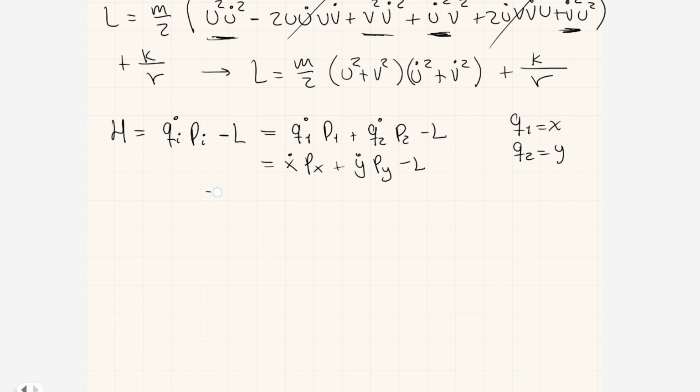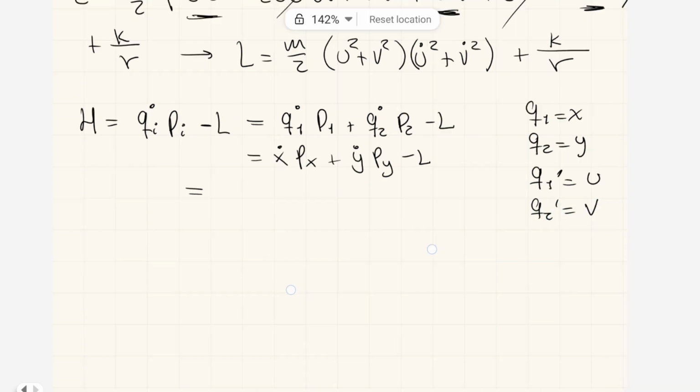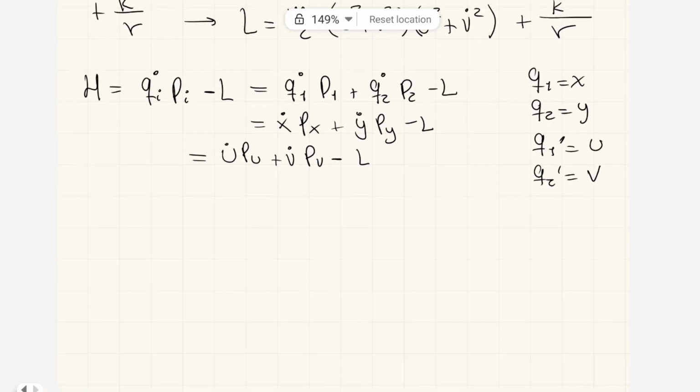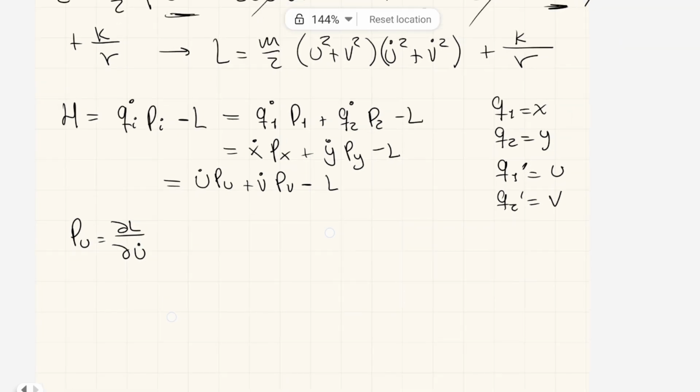But using the parabolic coordinates, we are going to identify also that q1 prime can be seen as u, and q2 prime is equal to b. So this will be equivalent to u dot pu plus b dot pb minus L. Okay, and using the definition of the conjugate momenta, we know that pu is equal to the derivative of the Lagrangian with respect to u dot. But what will that be?